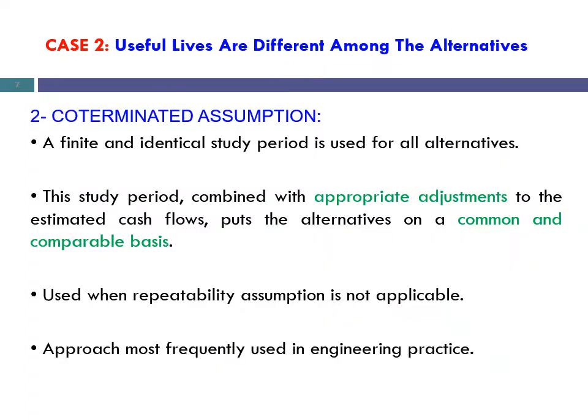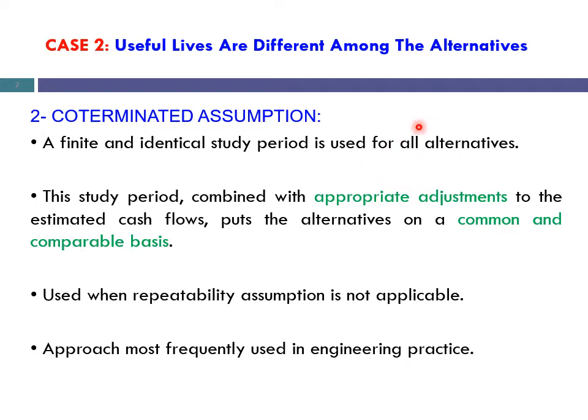So other than the repeatability assumption, we may use the co-terminated assumption, as we talked about already, when the useful lives of the alternatives are different from each other and different from the analysis period. So what do we do in the co-terminated assumption? We need to identify a finite and identical study period for all alternatives. This is the fundamental principle. All alternatives must be compared based on the same time period.